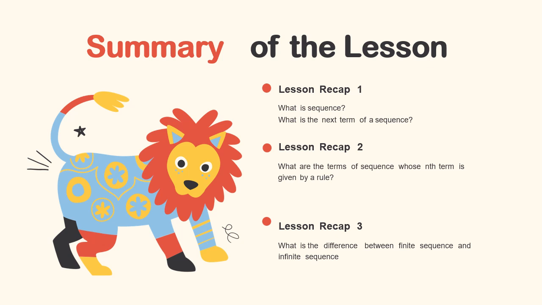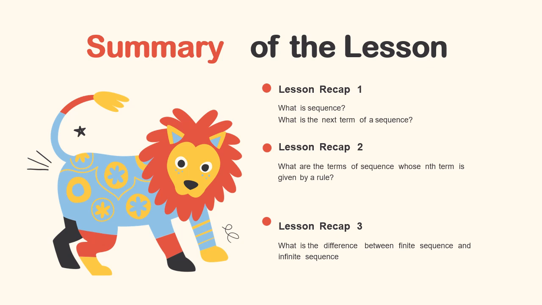So again, to recap, what is the sequence, if you can remember? So a sequence is anything that forms a pattern. For mathematics, it's a series of numbers that forms patterns. And what is the next term of a sequence? Okay, so the next term of a sequence is just the next. Say for example, you're given the first, the second term. So the next term is the third term. Yun. Depende kung ano yung rule na binigay sa ating sequence.